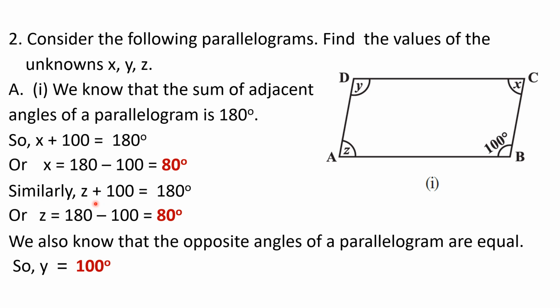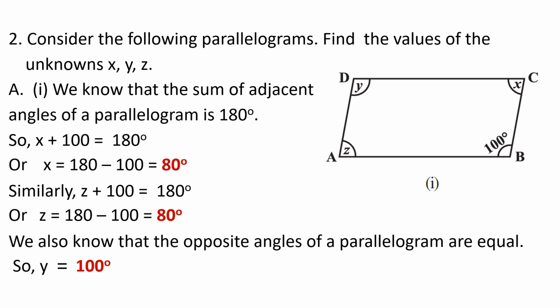Now similarly z plus 100 is equal to 180, because z is also adjacent to 100. So z plus 100 is 180 degrees, 100 goes to the right, so z is equal to 180 minus 100 is equal to 80 degrees. Now we have to find y. We will be using the second property. We also know that the opposite angles of a parallelogram are equal. So y will be equal to 100. So y is equal to 100 degrees. So simple. If we know the properties, using the properties we can easily find the values of x, y, z.